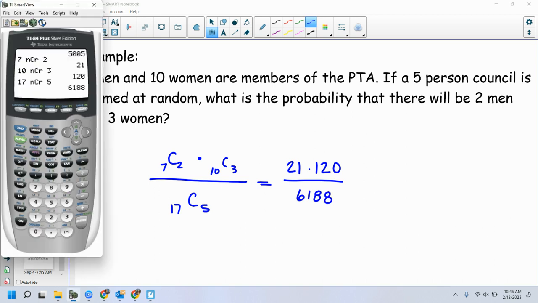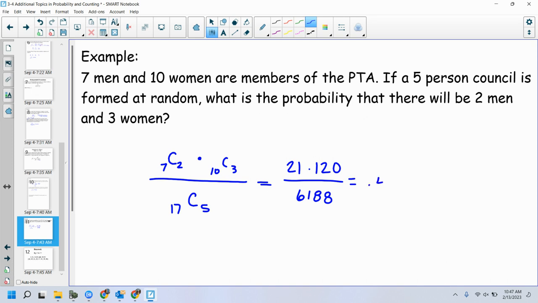So now if I run those numbers, 21 times 120, so that's 2520, divided by 6188, 0.407, 0.41. So you can start to compute probabilities based on that.